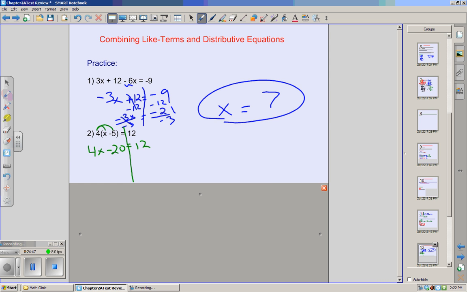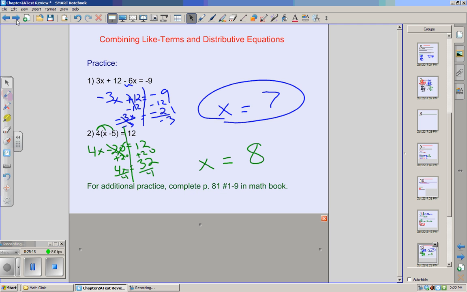Again, I have two-step algebra. The 4 and the x are attached, so I'm going to begin with the minus 20. The inverse of minus 20 is plus 20, plus 20. That cancels those out. I have 4x equals 12 plus 20, which is 32. The 4 and the x are multiplying, so I know to just divide by 4. x equals 32 divided by 4, which is 8.